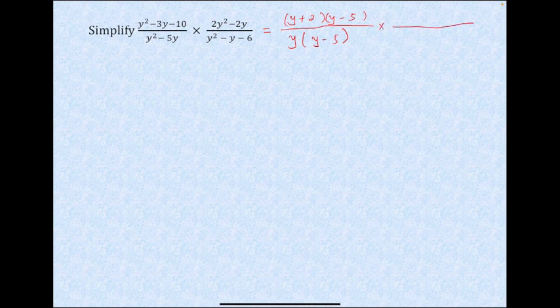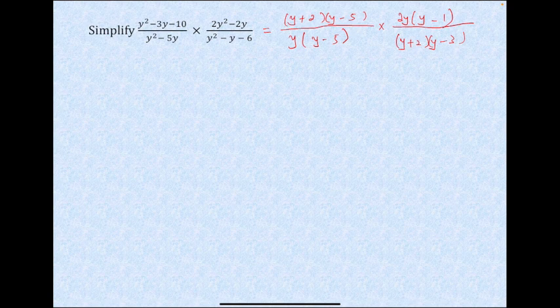The next one, what would 2y squared minus 2y? What is the highest common factor? It's in fact 2y, correct? So that's y, take away 1. And then the denominator, of course, this will be 2 and 3. I will have minus 3 and plus 2 because minus 3y plus 2y gives you minus y. And minus 3 times plus 2 gives you minus 6. So you have factorized all that.